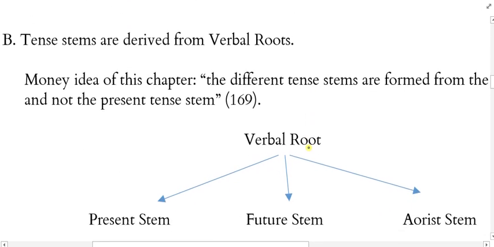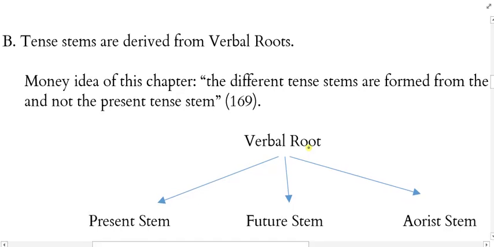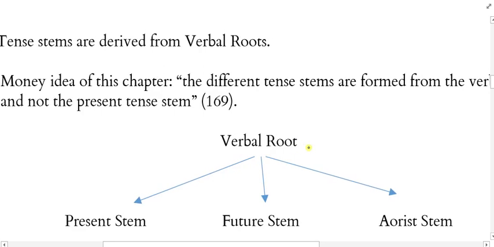Now, let's look at section B here on the handout. Tense stems are derived from the verbal root. Each verb has a set of tense stems that it uses for the different tenses, and those tense stems are derived from the verbal root. Here is where Mounce shines, and this is where I think he is so helpful to students. If you really think about this, when you learn a verb, what is the form of the verb that you learn and always think of when you think about that particular verb? The present tense form. Luo, balo, akuo.